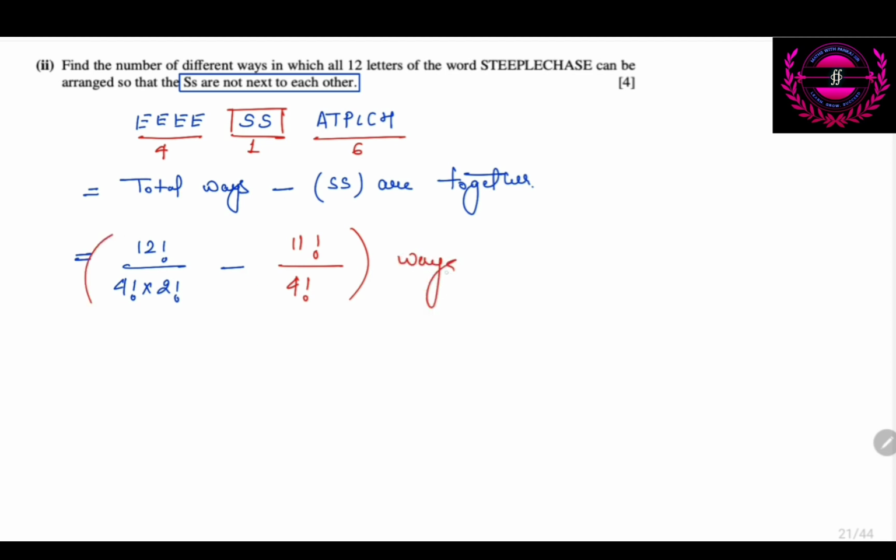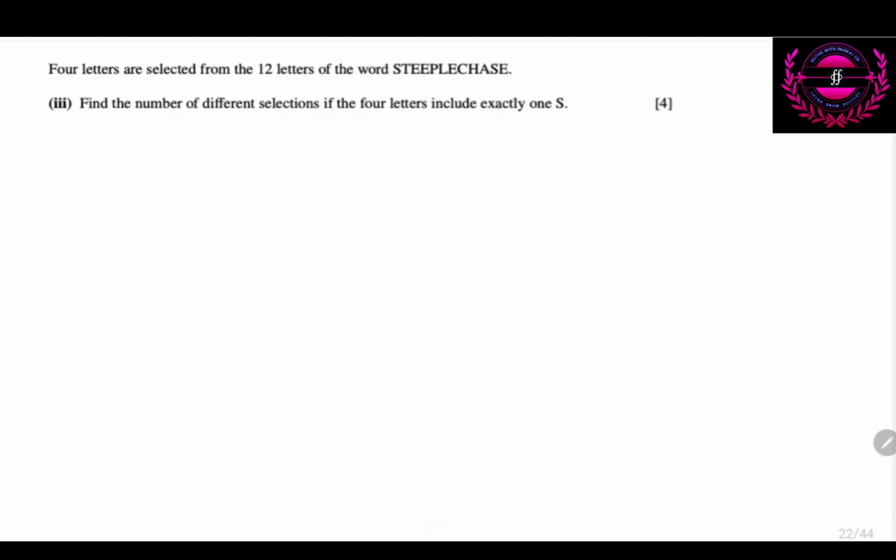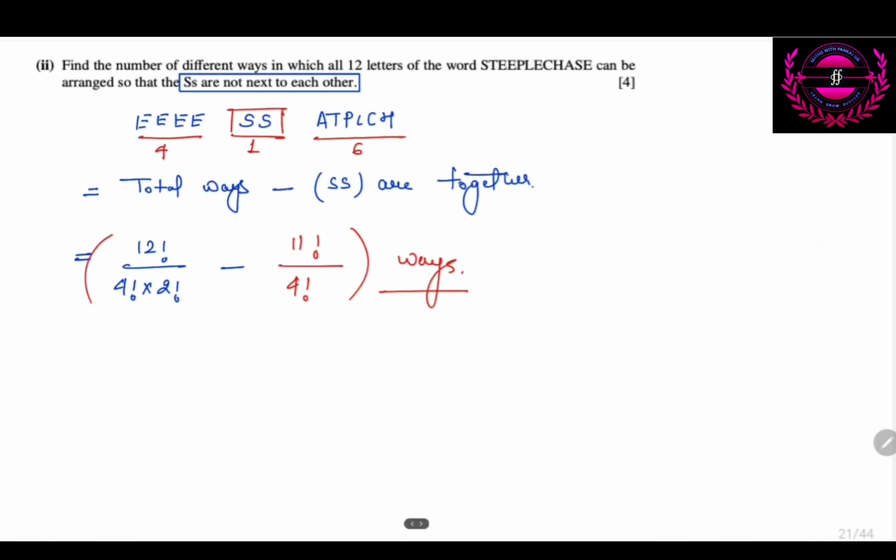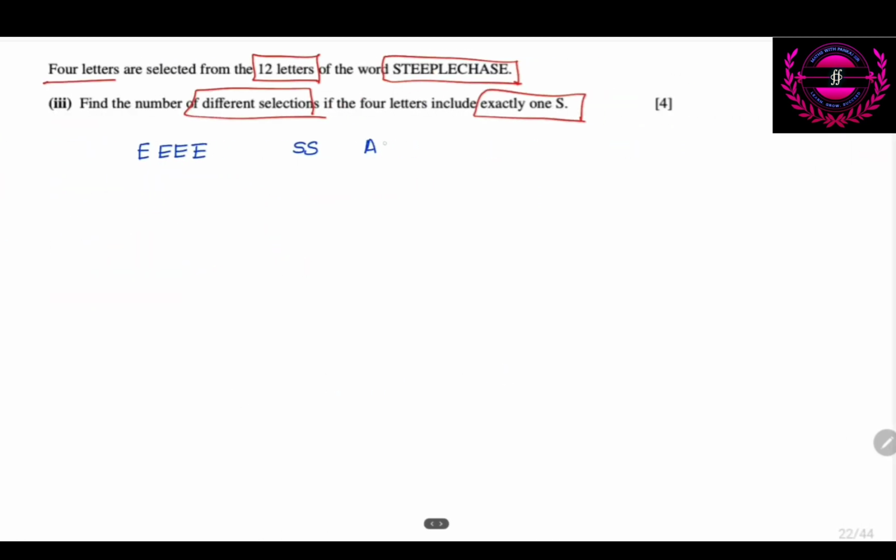Let's move to the next question. Read this question, part 3. 4 letters are selected from 12 letters of the word steeplechase. Find the number of different selections if the 4 letters include exactly one S. I have 4 E's, 2 S, and A, T, P, L, C, H. So, different selections if the 4 letters include exactly one S.